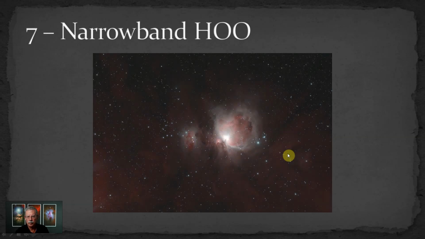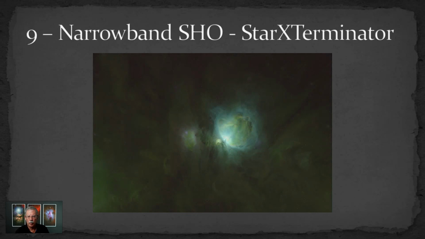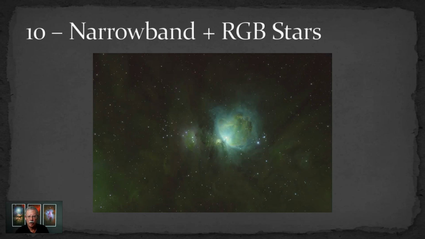In this video, we're going to start with the narrowband information. So we'll start with hydrogen, oxygen, and sulfur. First thing we'll do is create an HOO version of that data. We'll then add sulfur and create an SHO or Hubble palette version. We can then remove the stars from that to create a starless Hubble palette. And again, I'm using Star Exterminator. We can put that underneath the RGB stars so that we have nice colorful RGB stars with a narrowband image.